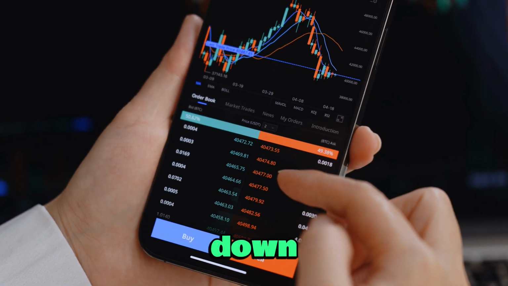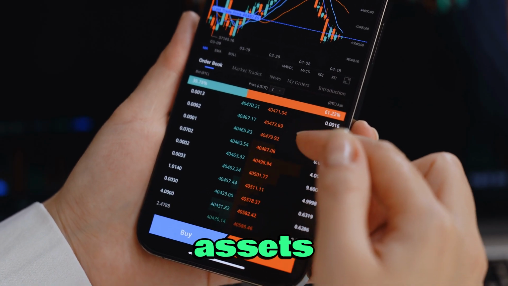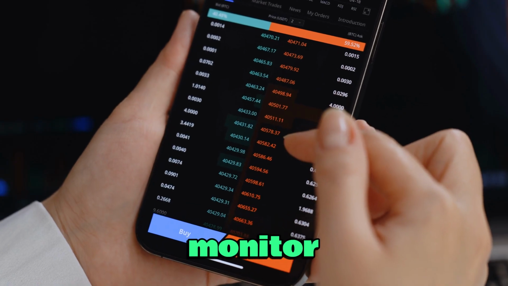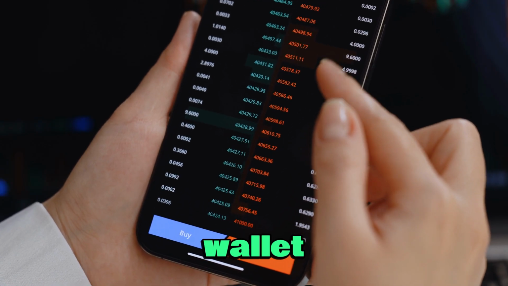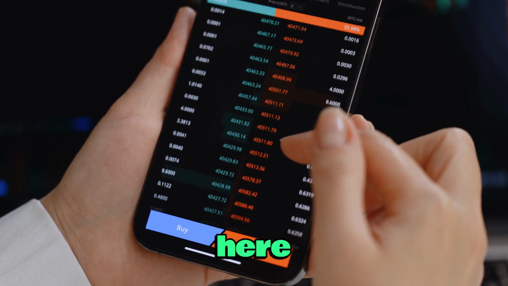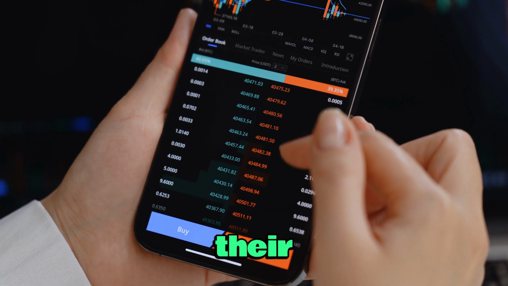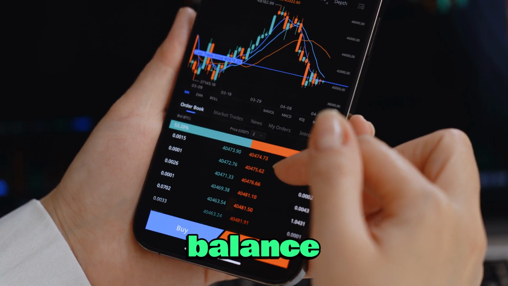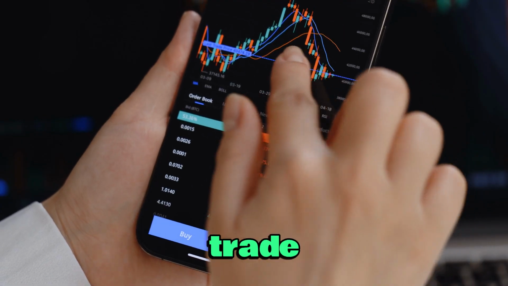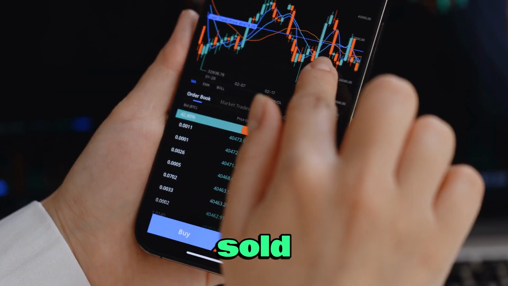Let's break it down. Track your assets. After placing a trade, you'll want to monitor your holdings. Click on Wallet, then Spot Wallet. Here, you'll see all the cryptocurrencies you own, their current value, and your available balance. You can also view your trade history to track what you've bought and sold.